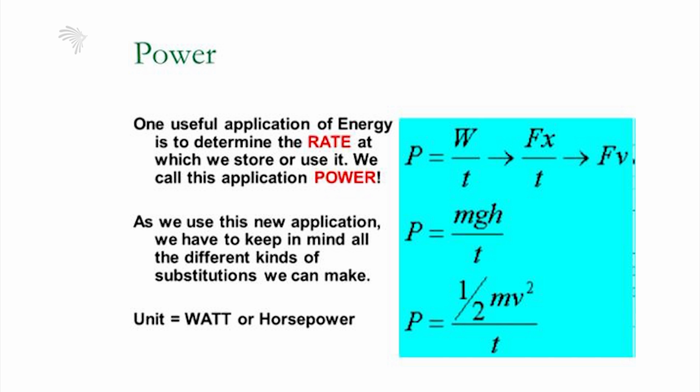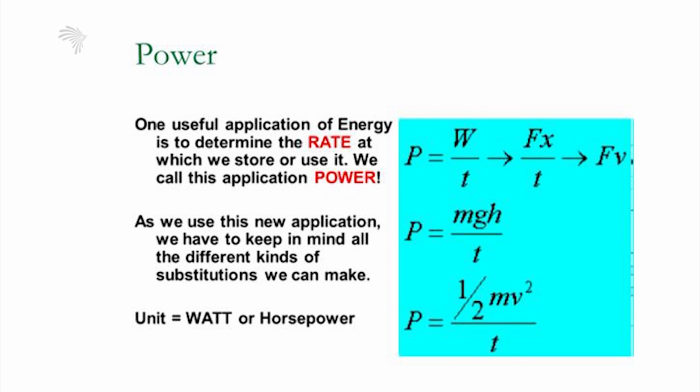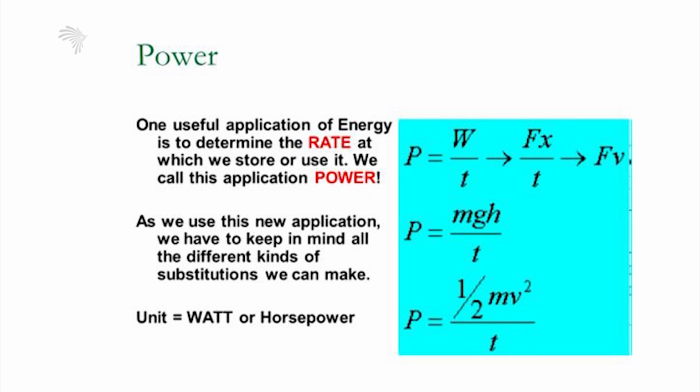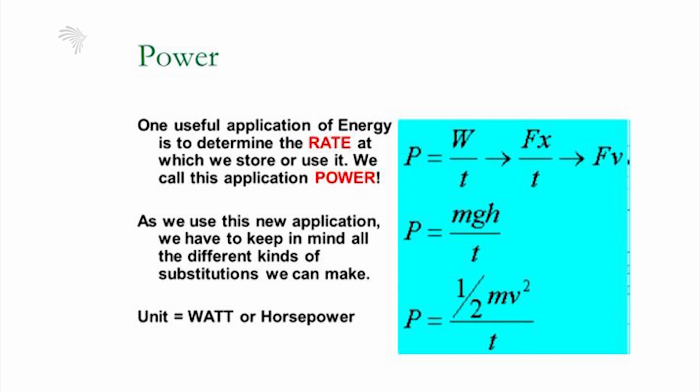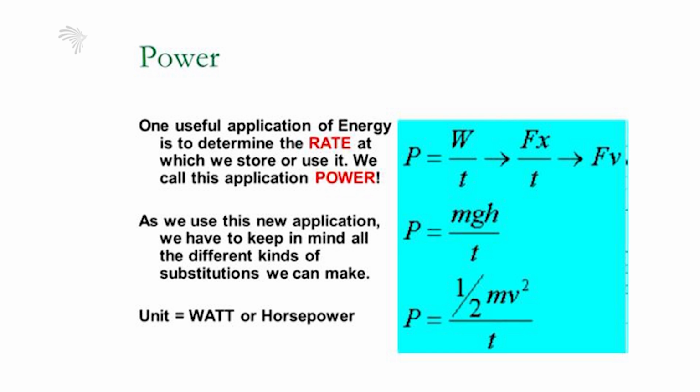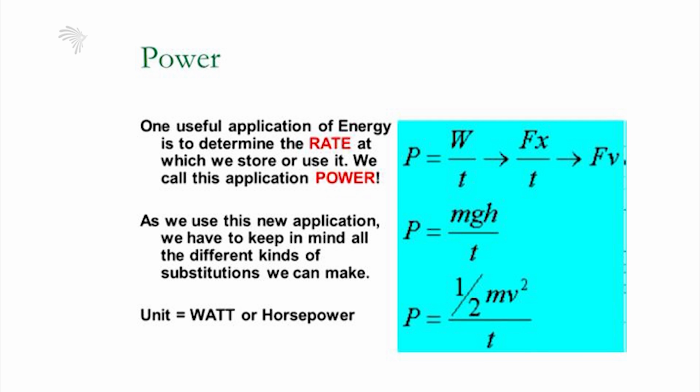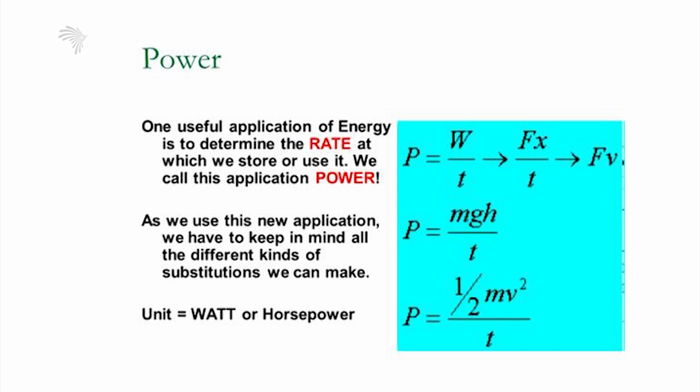In addition to this, we can also define power as the time rate of transfer of energy. It might be the time rate of transfer of potential energy, or the time rate of transfer of kinetic energy. So we can calculate power by using mgh over t or half mv squared over t. The SI unit of power is the watt. So 1 watt is equal to 1 joule per second or 1 newton meter per second.